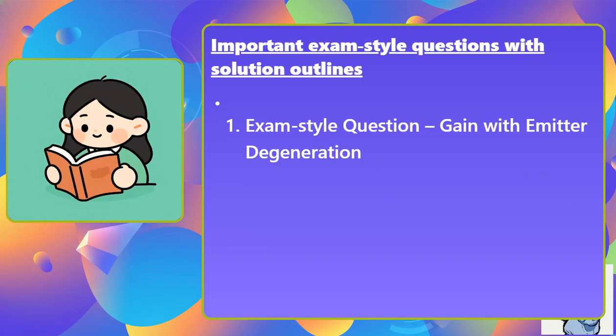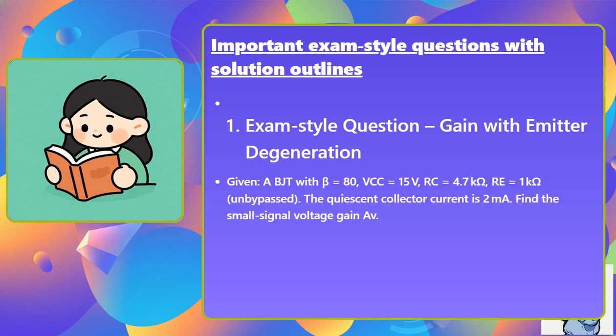1. Exam-style question, gain with emitter degeneration. Given a bipolar junction transistor with beta = 80, VCC = 15 volts, RC = 4.7 kiloohms, RE = 1 kiloohm unbypassed. The quiescent collector current is 2 milliamps. Find the small signal voltage gain Av.